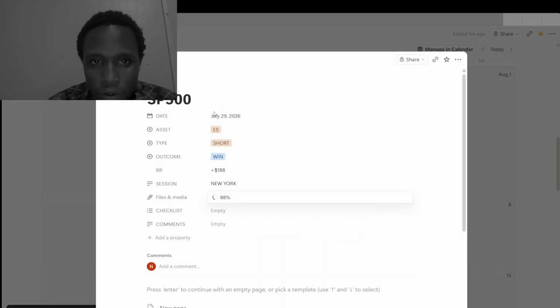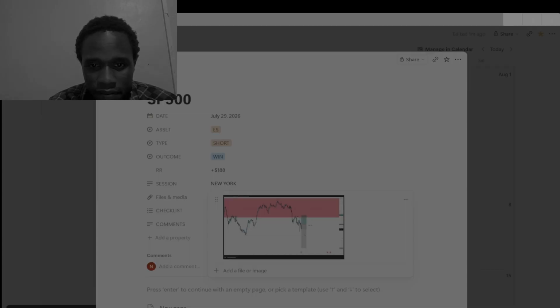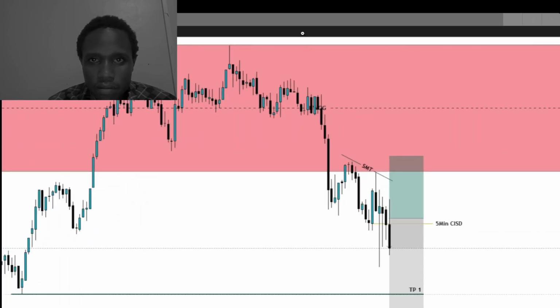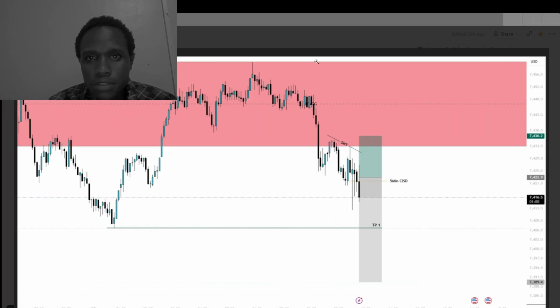Okay, so we have a date, asset, short, win, the amount. Then you can see this is the first screenshot that I have. You can see where I explained my stop loss was just above the protected high. TP1 was just at that low, 74,006 around there. So you can see this is the trade breakdown that I have shown you. I'm not talking in hindsight. This is something that I actually did.